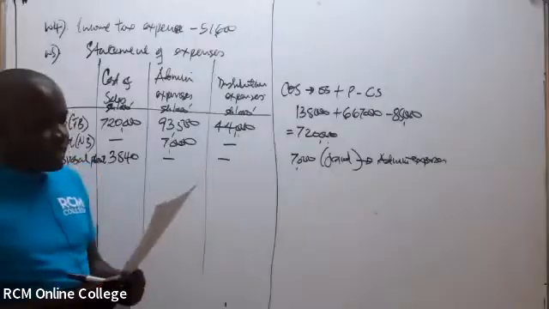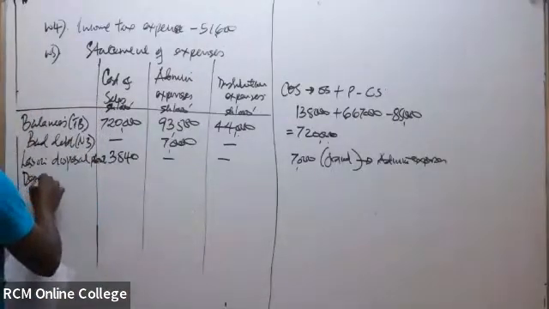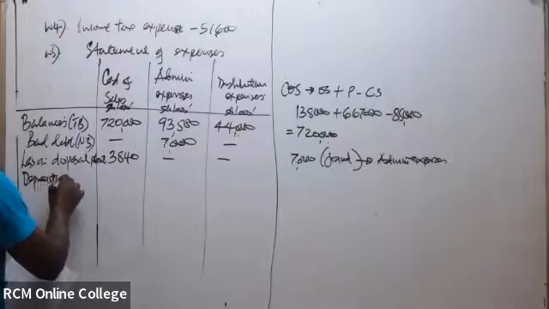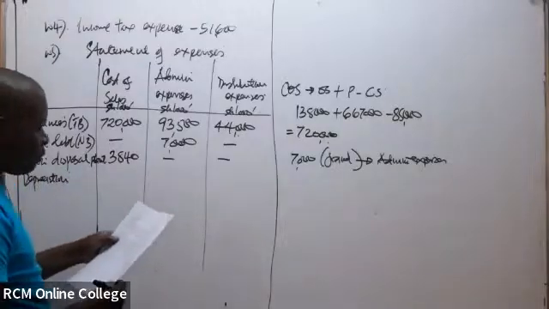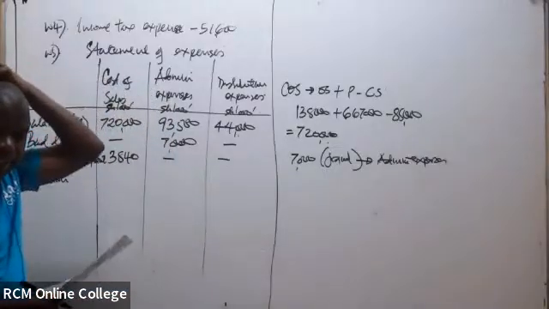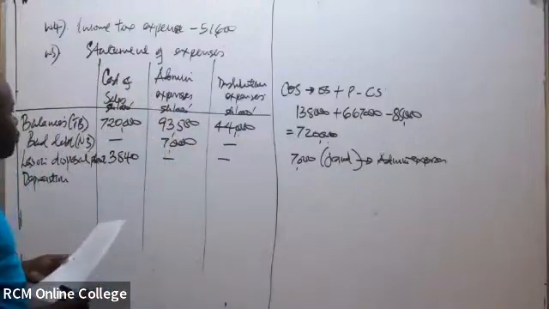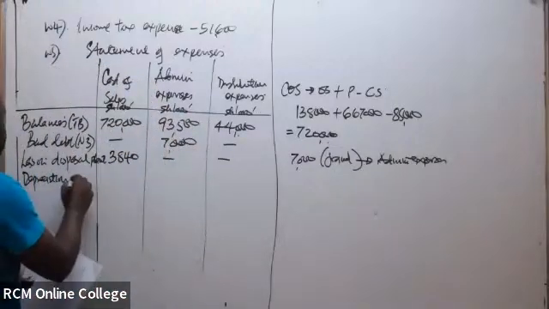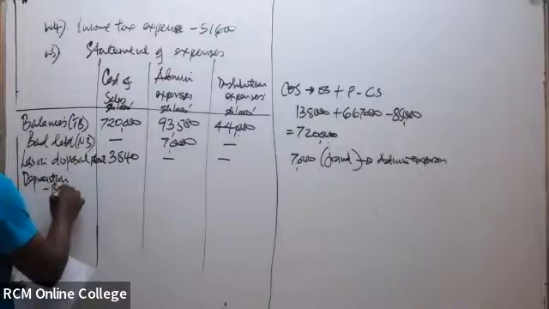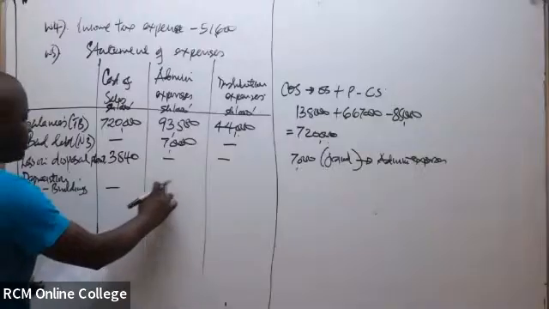Then, of course, you have depreciation. So depreciation for buildings, you are told it will go under admin. Depreciation for buildings will go under admin. So what was the amount for depreciation for buildings? We can start with the buildings. What did we get as depreciation for buildings?